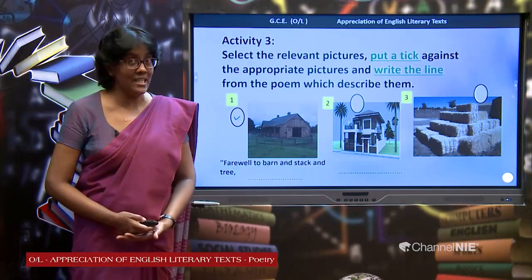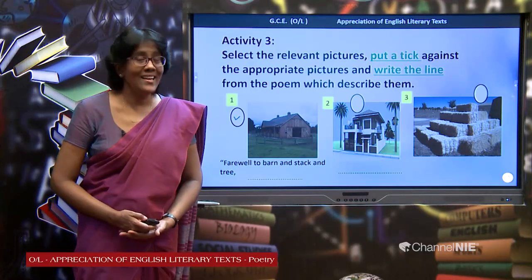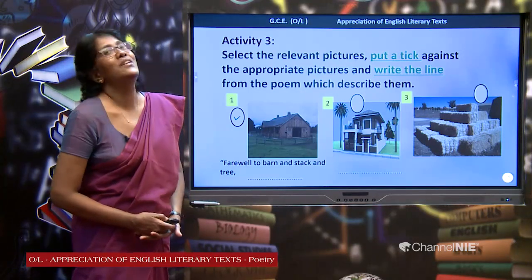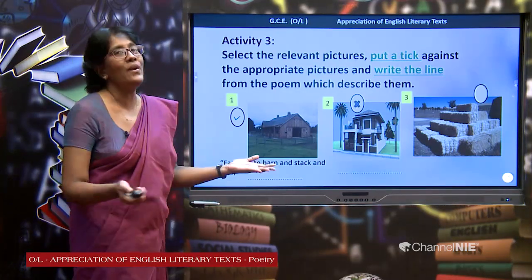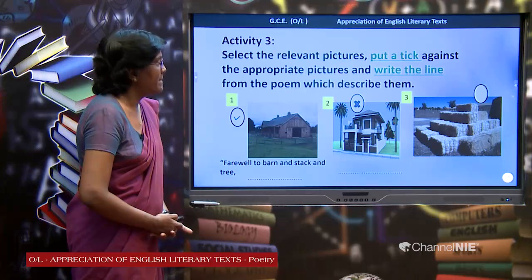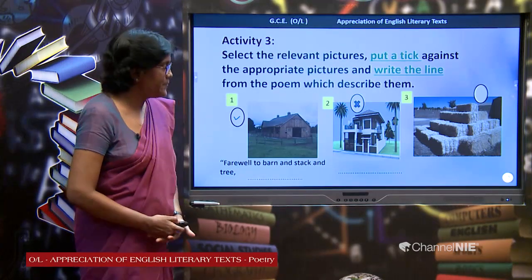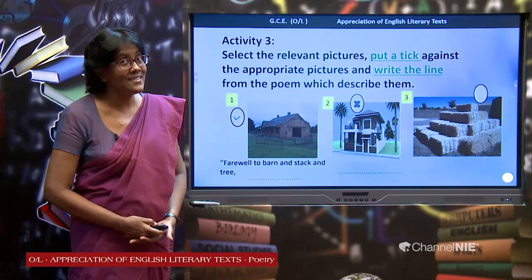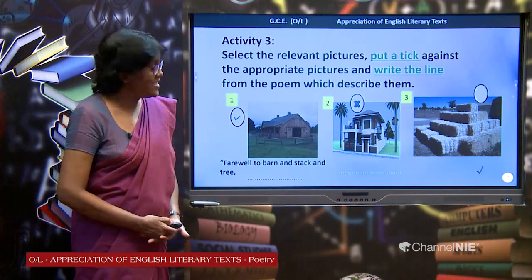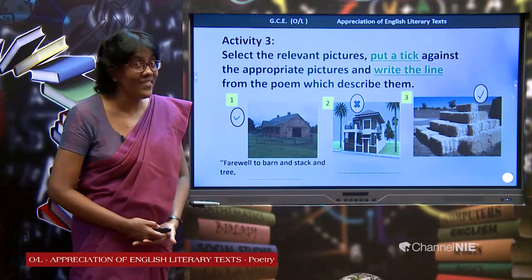Do you find this type of a modern house? Did you find? No. Very good. No relevance to the poem. Well, look at the third picture. Can you remember? What is it? Do you find any relevance?